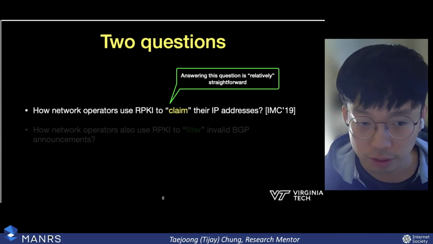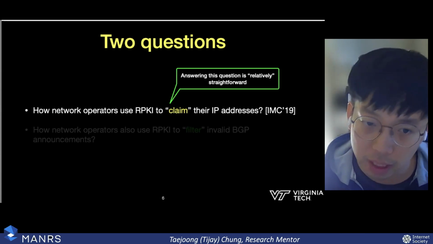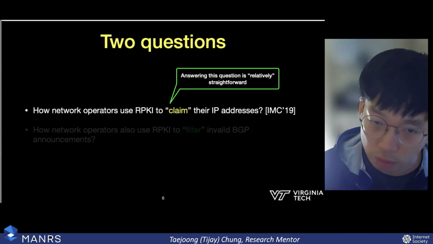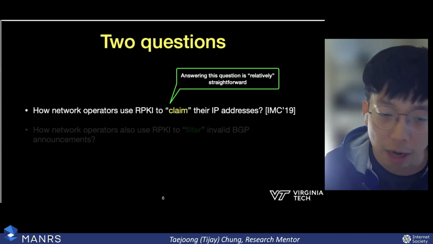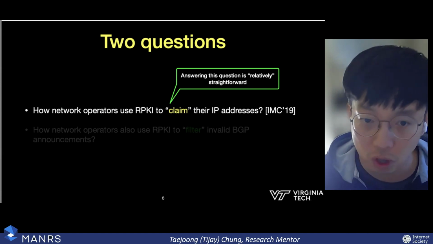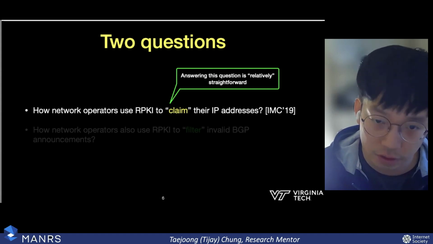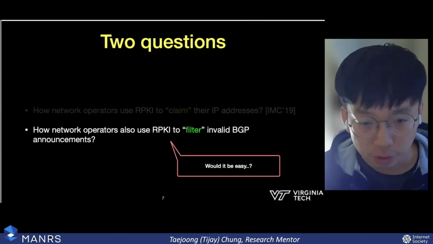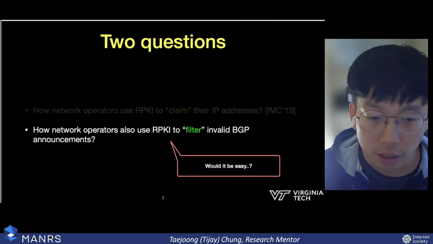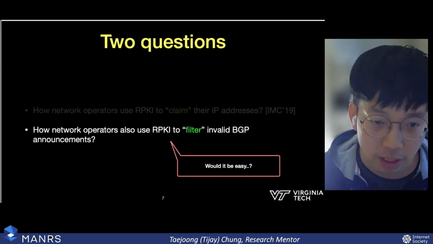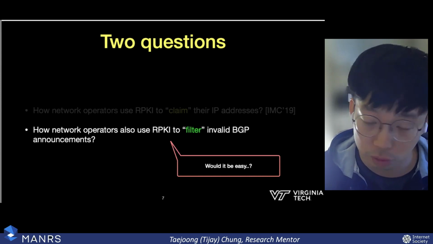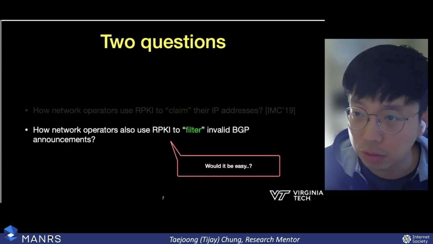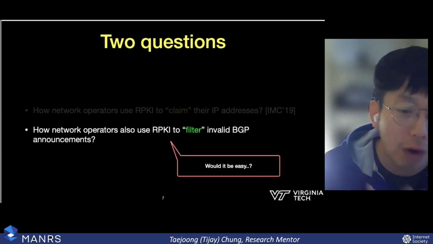Answering the first question was really straightforward, because all we need to do is go to the five registries and download these ROA objects and see how many IP prefixes are in them, so that we can answer these questions relatively easily. But the other one is really hard, because if we want to know whether one ISP uses RPKI to filter invalid BGP announcements, it is hard to imagine how we can validate it, since we simply don't have any access to their routers.